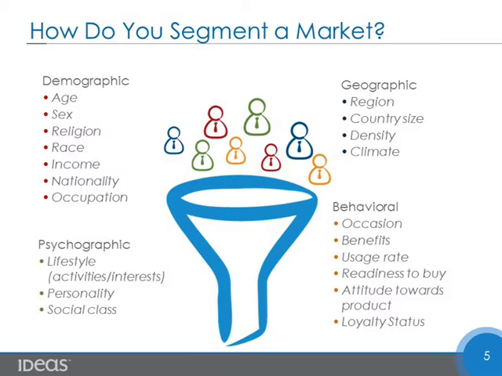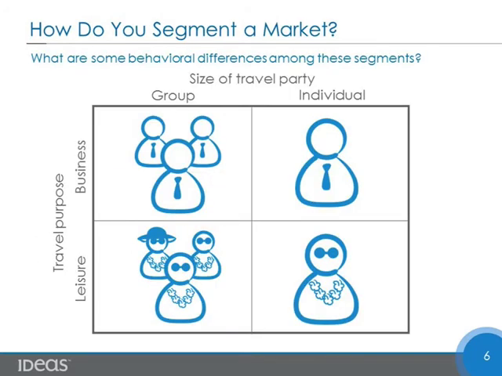We're looking at the occasion. Why are they here? The benefit people are looking for, the usage rate, the frequency, people's buying power, readiness to buy, their attitude towards the product, and loyalty status. Creating market segmentations based on customer behavior is a common practice among many hotels. Let's take a look at what a typical market segmentation structure might look like at most hotels.